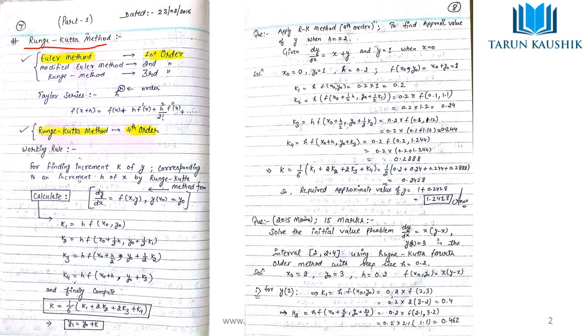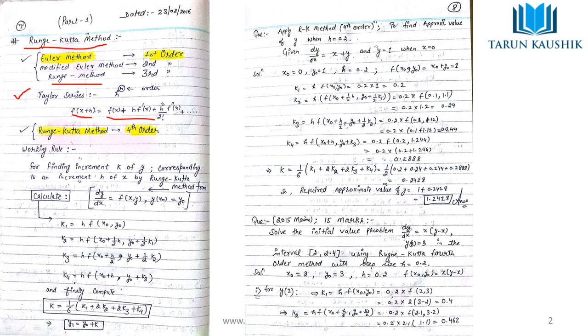Since this is the modified Euler method, and the Runge Kutta method is of higher order, I will tell you what it is. We have studied the Taylor series expansion already. For example, if there is a function f of x plus h, then we are required to do the expansion of this function in the form of Taylor series.